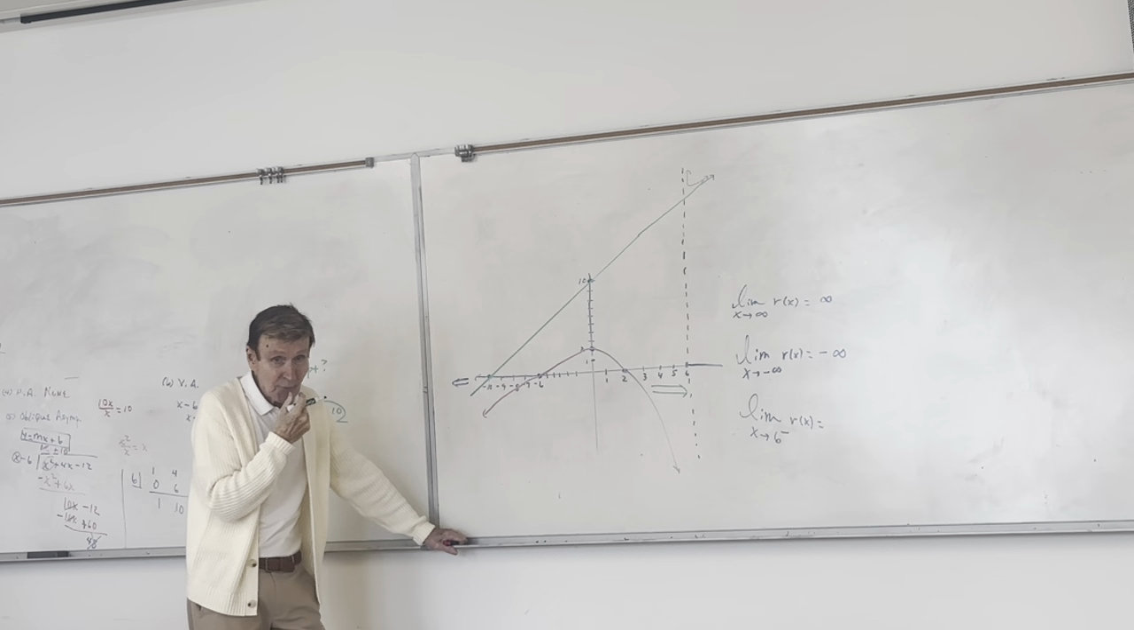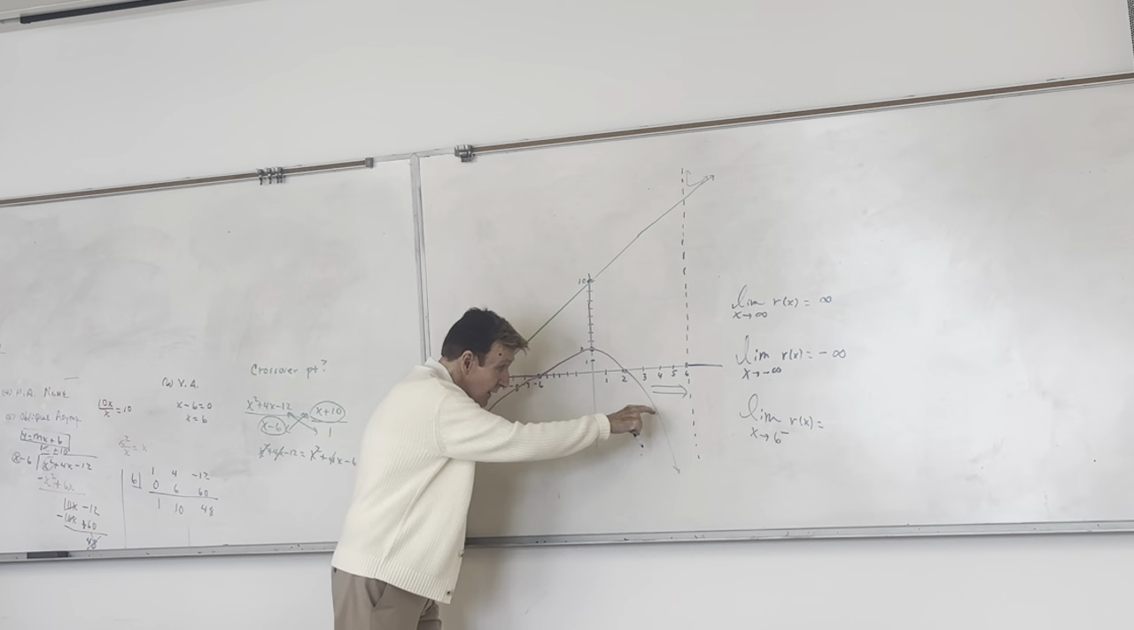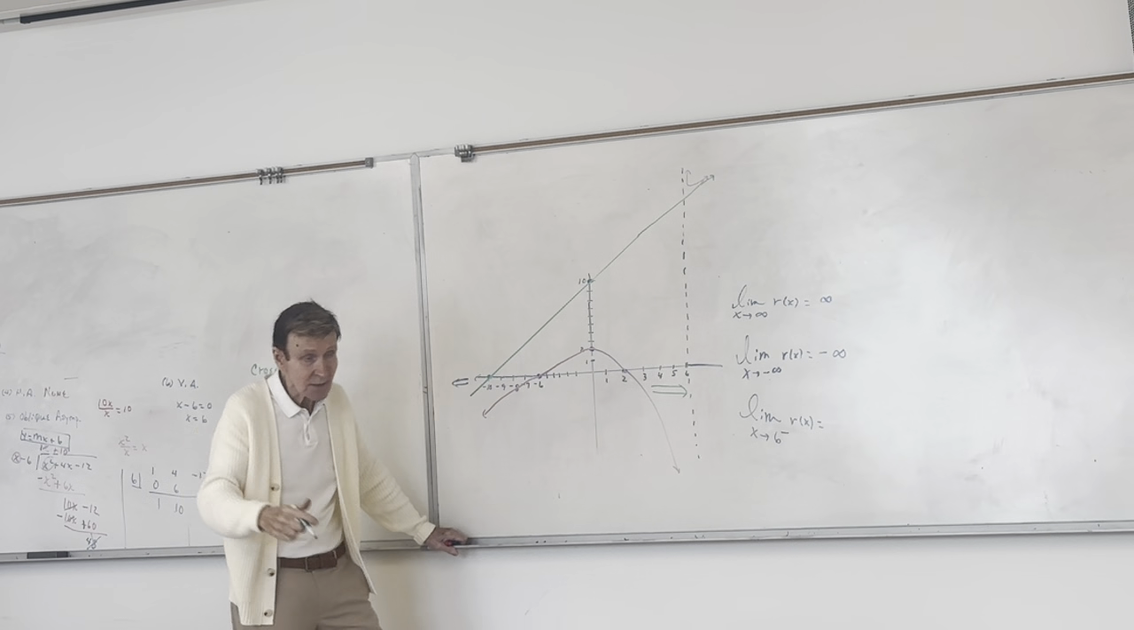Now find the pink graph. What's my pink graph doing the closer I get to 6? The pink graph is doing what? Is it dropping down through negative infinity the closer I get to 6?